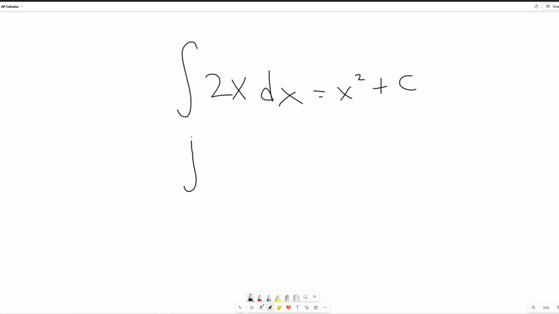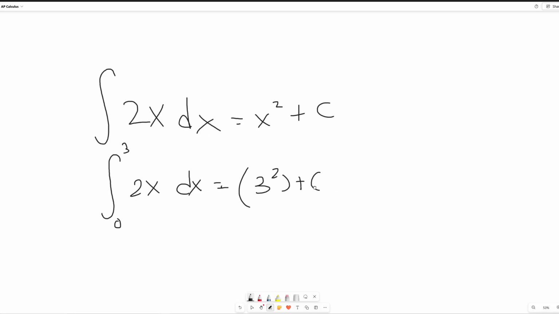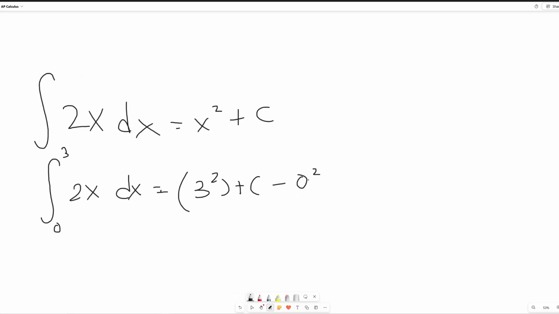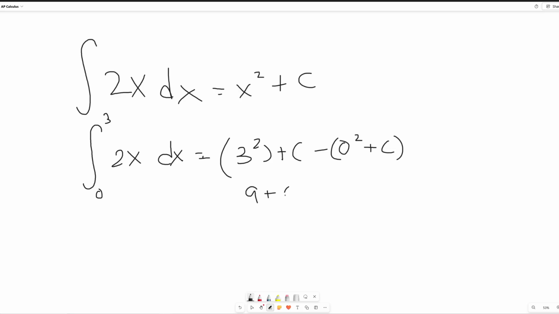However, in a definite integral, if I had 0 to 3 of 2x dx, if you plugged in c, you would get 3 squared plus c minus 0 squared plus c. And then this is 9 plus c minus c. These c's will cancel out because of this negative sign.